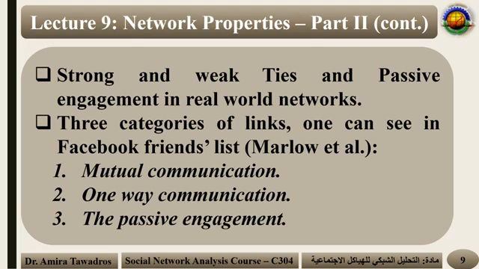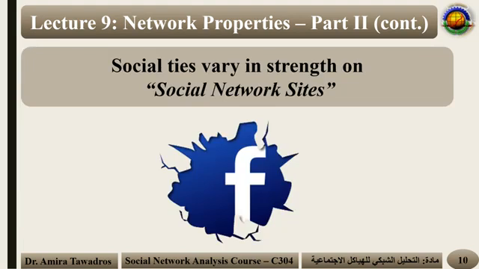The third category of links observed in this experiment was passive engagement. What is passive engagement? Passive engagement happens when the user follows the information about a friend without sending or receiving messages, but only following the news feed of this friend. So this is called passive engagement, and it is the weakest category of links observed in this experiment. Therefore, this experiment showed us that on Facebook, as an example of a social network site, there are three different levels of strength that could occur between two friends.